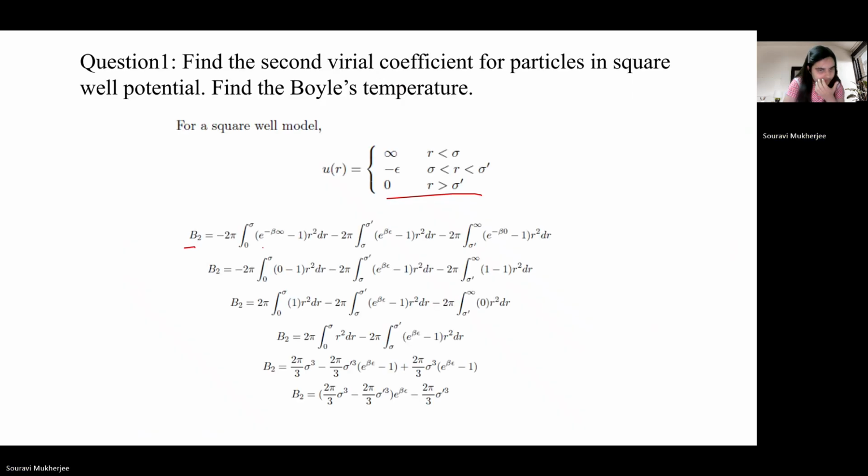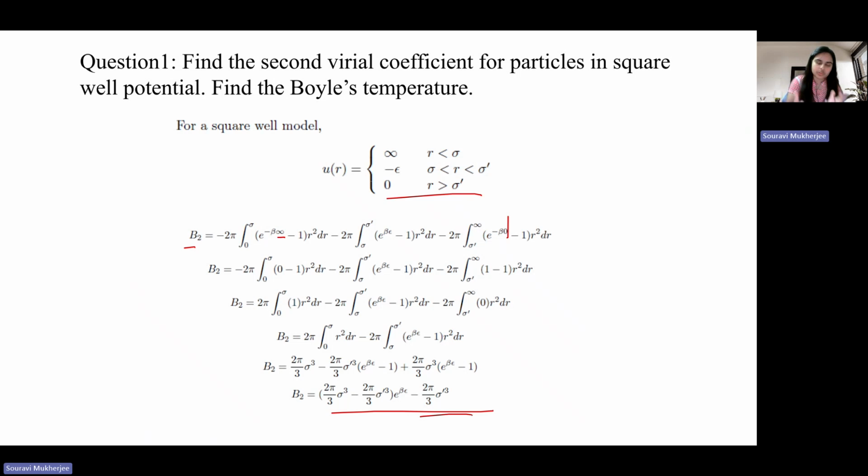So for the first part, from 0 to sigma, you have V as infinity. For the second part, from sigma to sigma prime, you have minus epsilon. And then from sigma prime to infinity, it becomes 0. So now it's a typical integration. Once you solve for it, what do you get? This is the expression that you get. So this is your second virial coefficient.